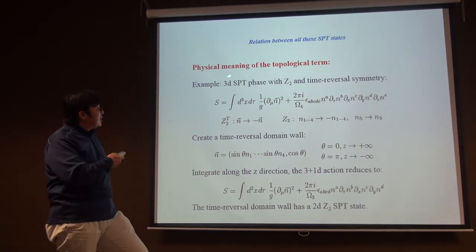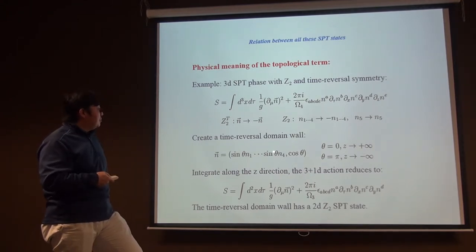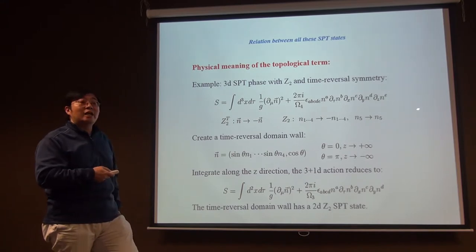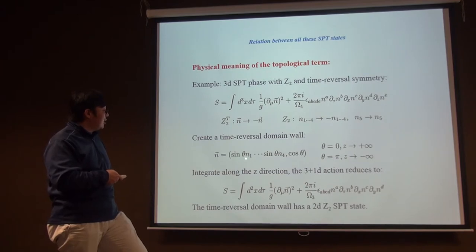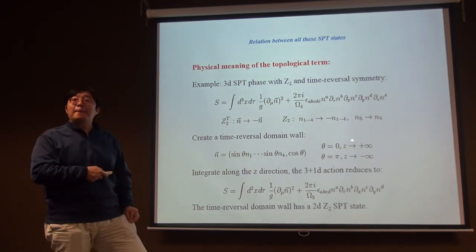Okay, so what does this state mean? Now let me make a domain wall of the fifth component. Let me parameterize the n vector like this: sine theta times n1 to n4, and n5 is cosine theta.